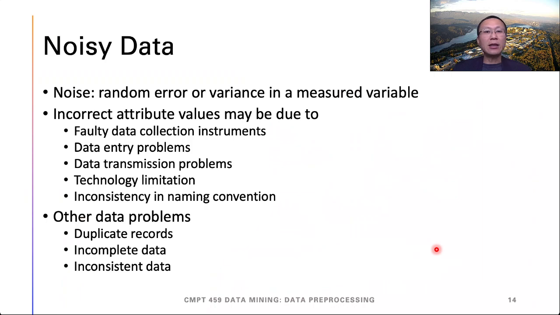We may have data entry problems. For example, when we key in telephone numbers, we may make a mistake on some numbers, or we switch the order. We may have data transmission problems, so that the data is not transmitted correctly. We may have some technology limitation. We cannot get the data in a fine granularity as we wish. We may have inconsistency in naming convention, so that the data is in different conventions and not consistent with each other.